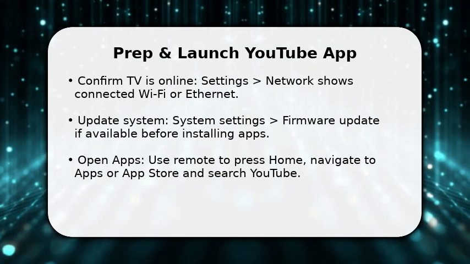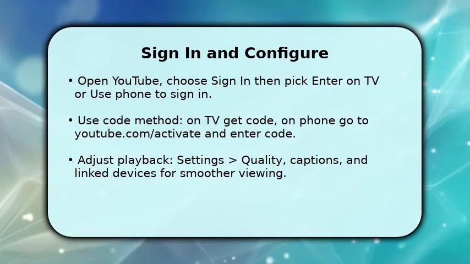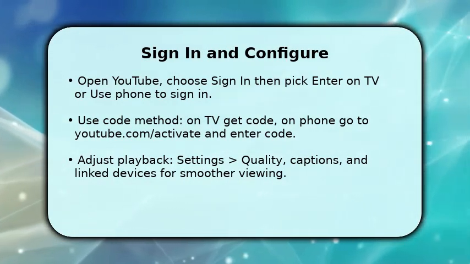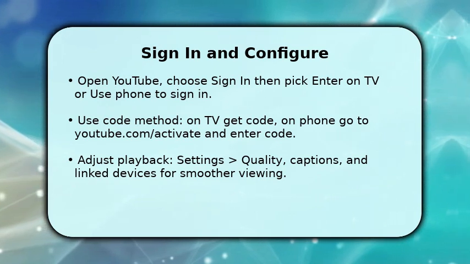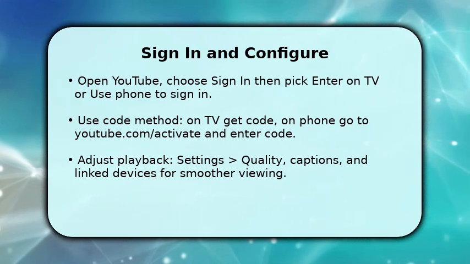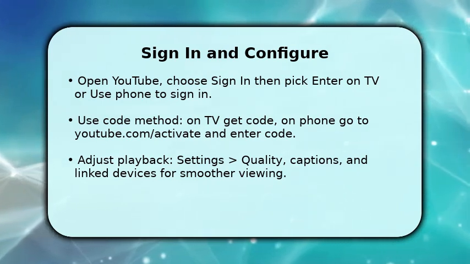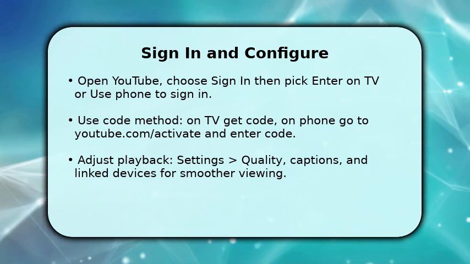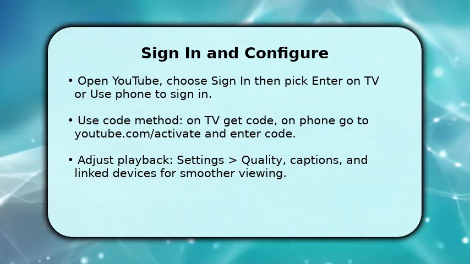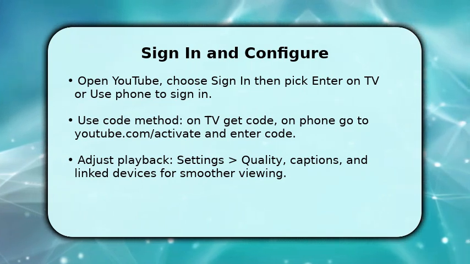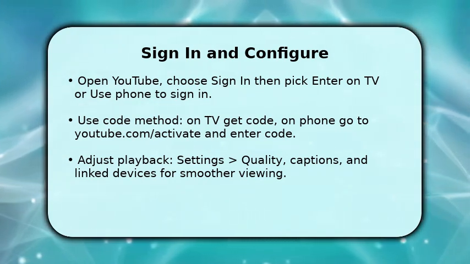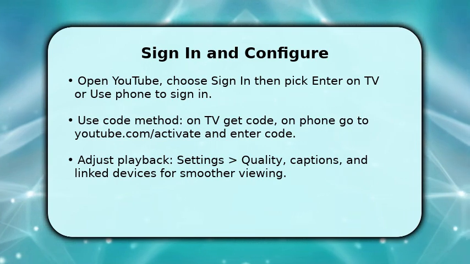Once the app is installed, you need to sign in so subscriptions and recommendations sync. You can select Sign In on the TV and either use the on-screen keyboard or the faster phone method. Choose Use Phone and follow the prompts. If a code appears, go to the activation page on your phone and type it in. This pairs your account. After signing in, visit YouTube settings to set default playback quality and captions, so videos play as expected without repeatedly. Now you can play videos.